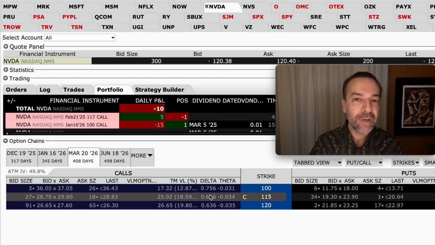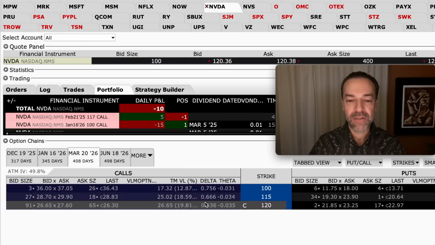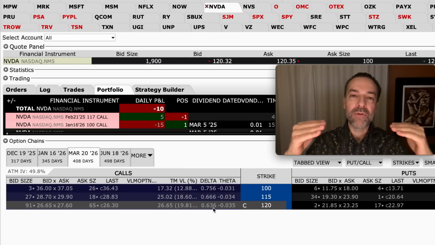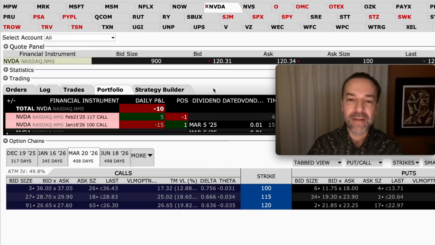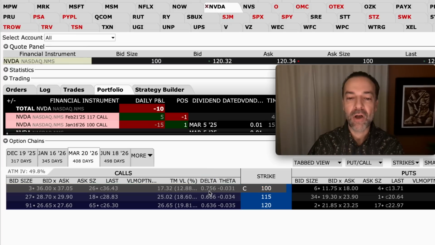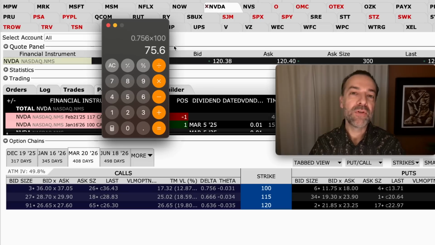The other important Greek I like to look at when it comes to LEAPS options is delta. And this is represented in this column right here. That's the estimation of how much the value of this option will go up or down based on the next dollar that NVIDIA stock goes up or down. So if NVIDIA stock were to go up by $1 today, I'd expect the value of this $100 strike price call option to go up by 0.756 per share.